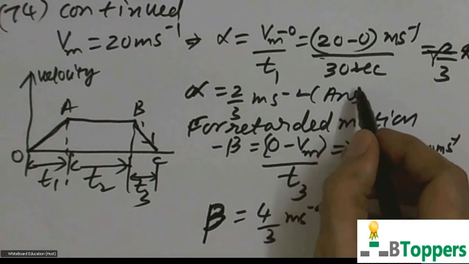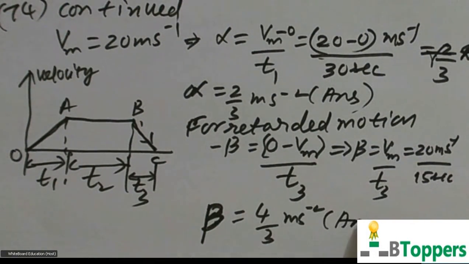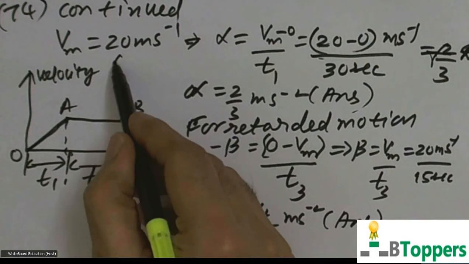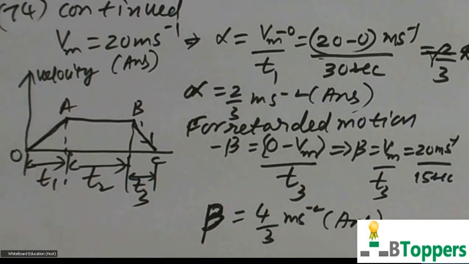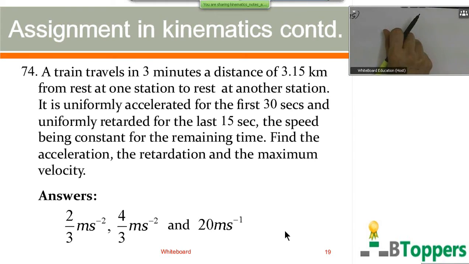So the answer for acceleration is 2 by 3 meter per second square. For retardation, the answer is 4 by 3 meter per second square. For maximum speed, the answer is 20 meter per second. These three are the answers. So those who want to copy the working, they can take a pause and copy the working. For question 74 which I have discussed just now, the answers are again shown at the bottom. The acceleration alpha for the first part of the motion is 2 by 3 meter per second square. The retardation beta for the last part of the motion is 4 by 3 meter per second square. And maximum velocity is 20 meter per second.